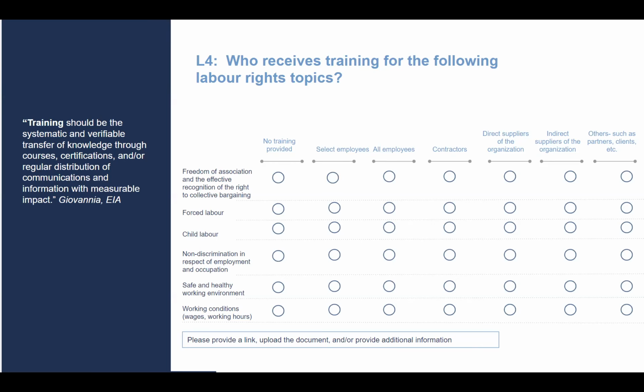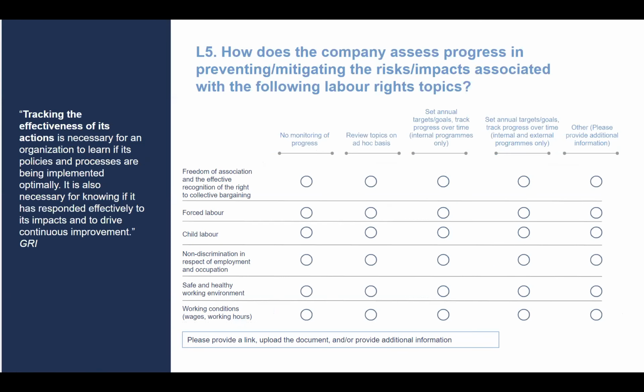Organizations can select no training provided in instances where this labor issue is not material to the organization and can provide additional information regarding their selection. Question L5 asks how the company assesses progress in preventing or mitigating risks. An organization should track and monitor its efforts to learn if its policies and processes are being implemented optimally and to drive continuous improvement. Organizations may respond with other in order to customize this response and will be prompted to provide further information.